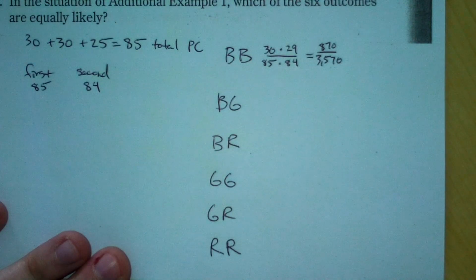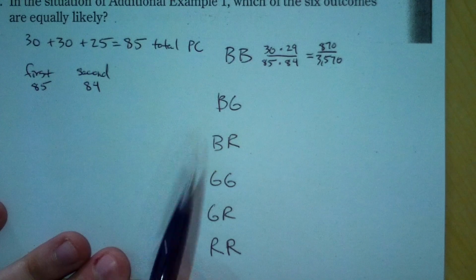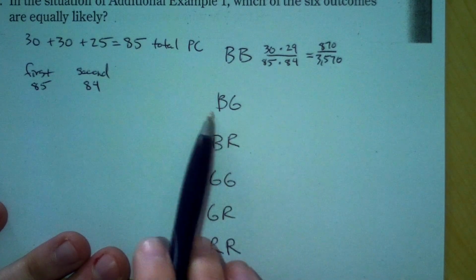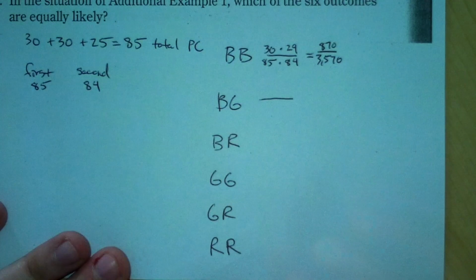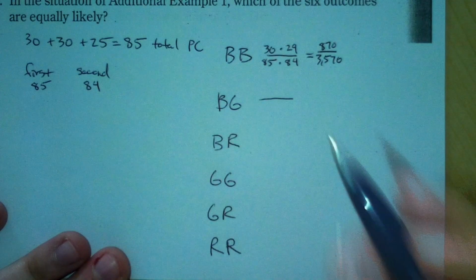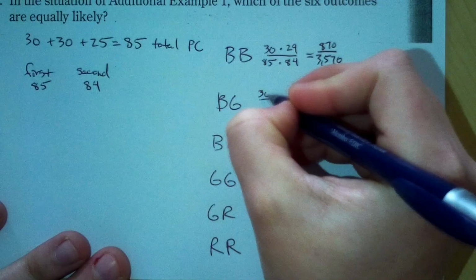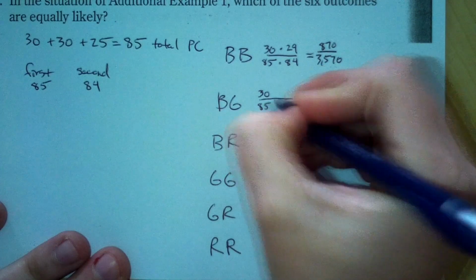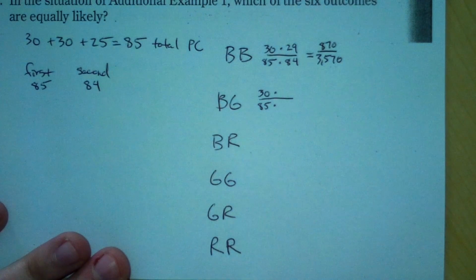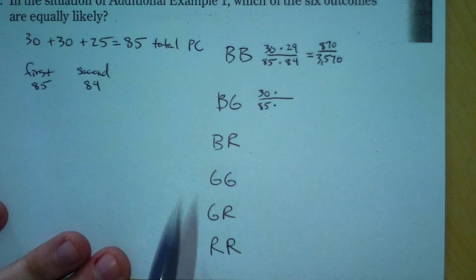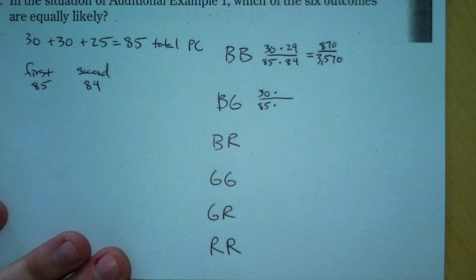And then for our greens, so now we're done with the blue stuff. So greens, 30 greens to start with on our first pull out of 85 total paper clips. Then our second one, if we pull green again, what's our second one for green have to be on the top? We pulled one out of the 30. 29, right? Because we've already pulled one out, so there's only 29 left. And we're out of 84 again for total paper clips. So that would be 870 out of 3,570.